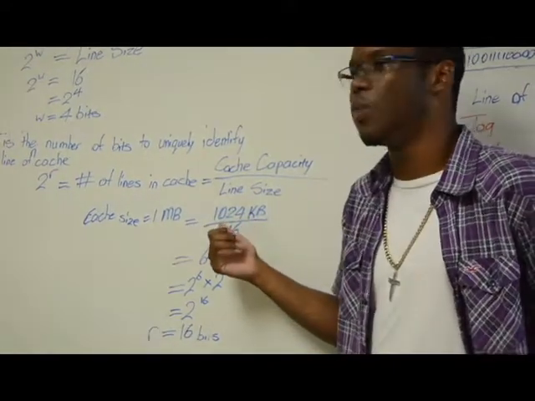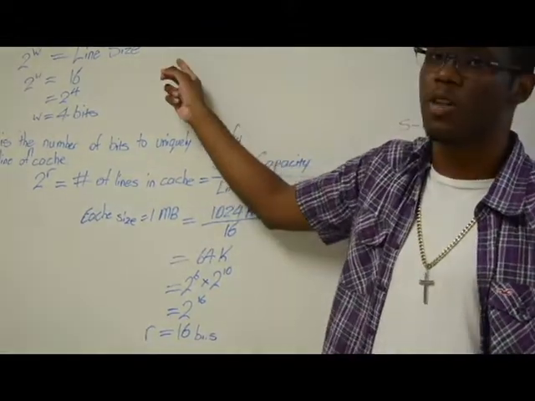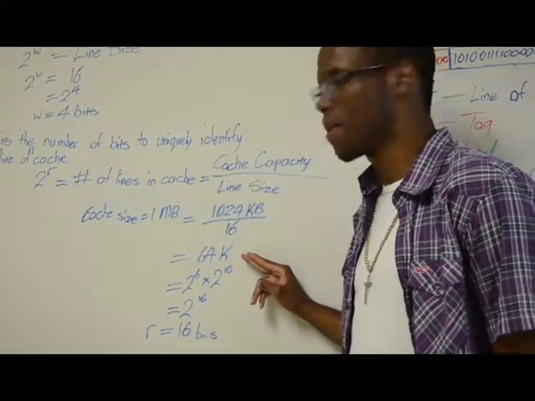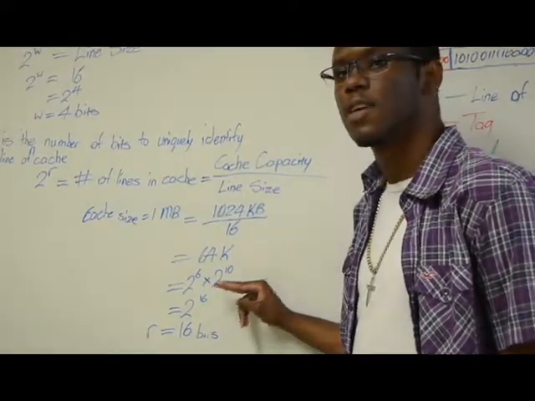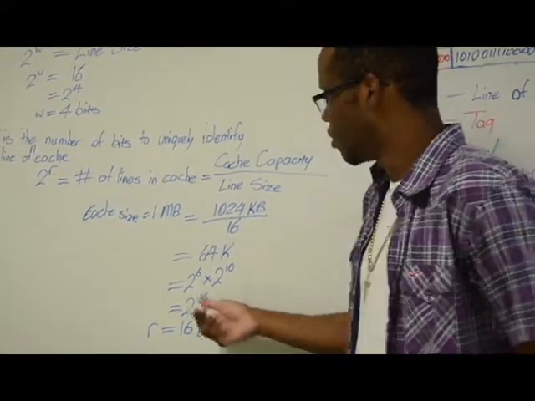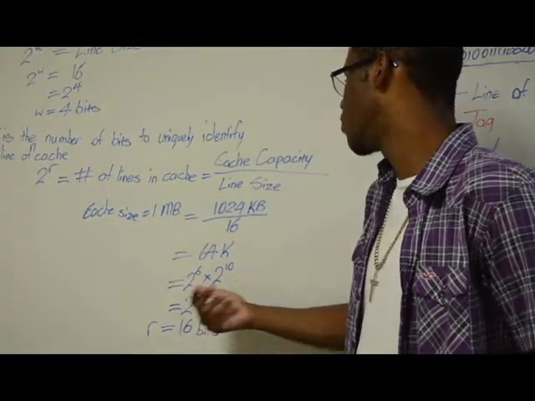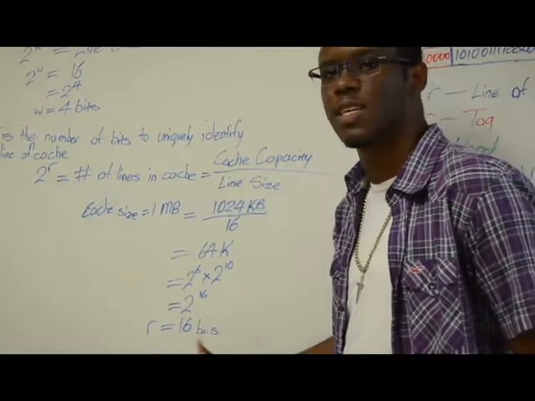So we take 1024 kilobytes, divide it by 16, which was our line size above, and it gives us 64K. 64K is 64 times 1,000, but not really 1,000 because we're in binary. 2 to the 6 is our 64, 2 to the 10 is our K. So together it's 2 to the 16, and R equals 16 bits.